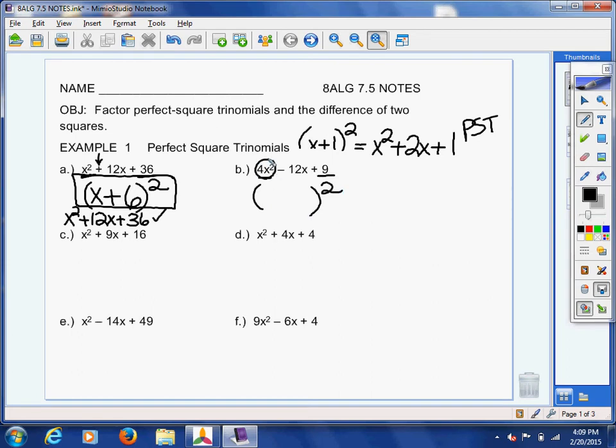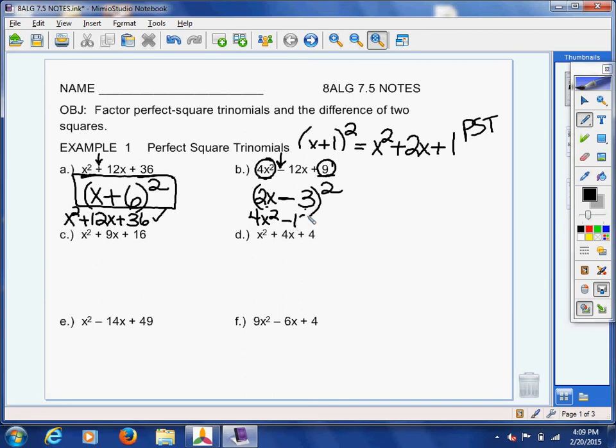So let's start right here with 4x squared. What did I square to get both the 4 and the x squared? You're right, if you said 2x. What did I square to get 9? 3. And then I look at the sign in front of my 12x. It's negative, so this should be negative. Okay, so let's check it. Let's do our three-step check. I need to square the 2x. I need to square the 2 and the x. Right, that's 4x squared. Second step, multiply 2x times negative 3. Then double that.